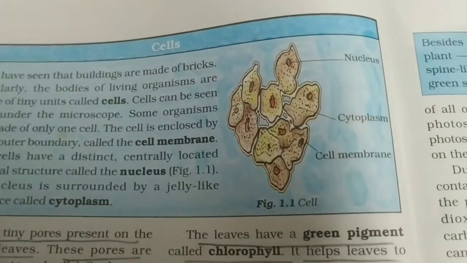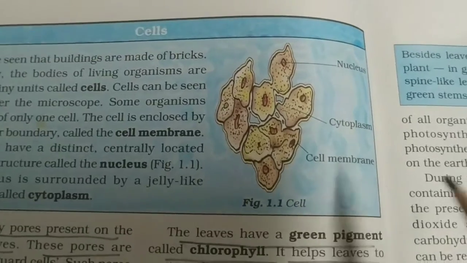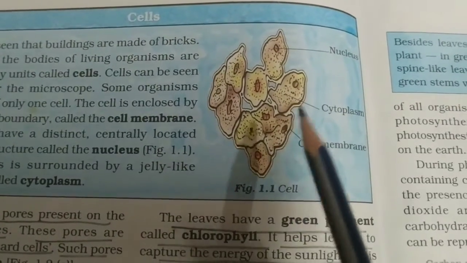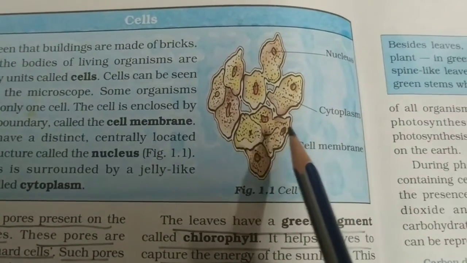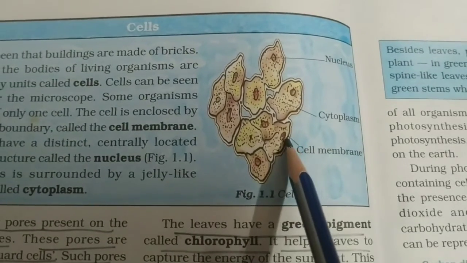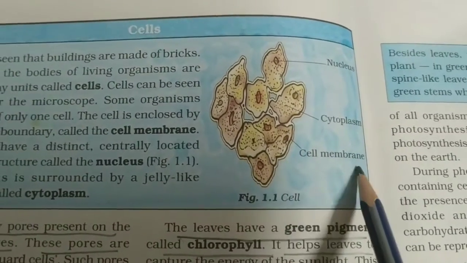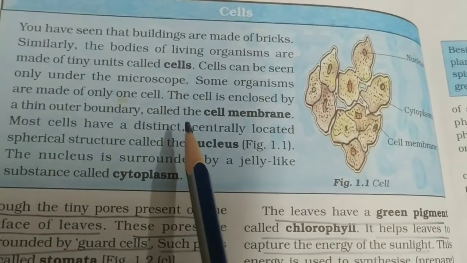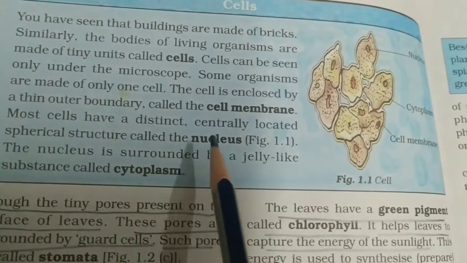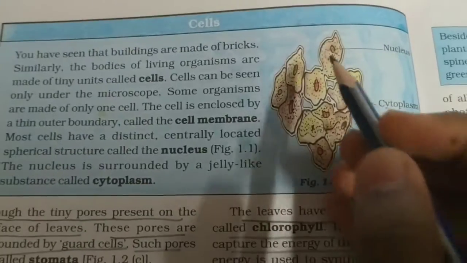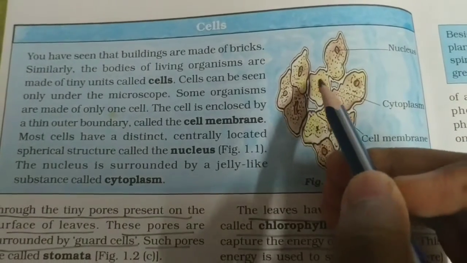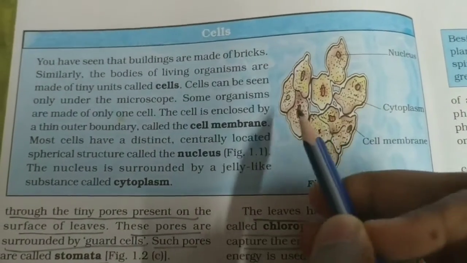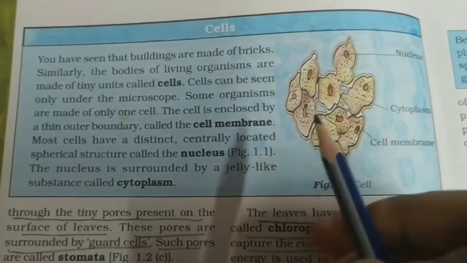So you can see the cell picture over here. So this is the cell, one cell, two cells, like that. So the cell is covered by a thin outer boundary called the cell membrane. So you can see this is the cell membrane. So most cells have a distinct centrally located spherical structure called the nucleus. So can you see all of this, the central structures? So that is the centrally located spherical structure, which is called the nucleus.